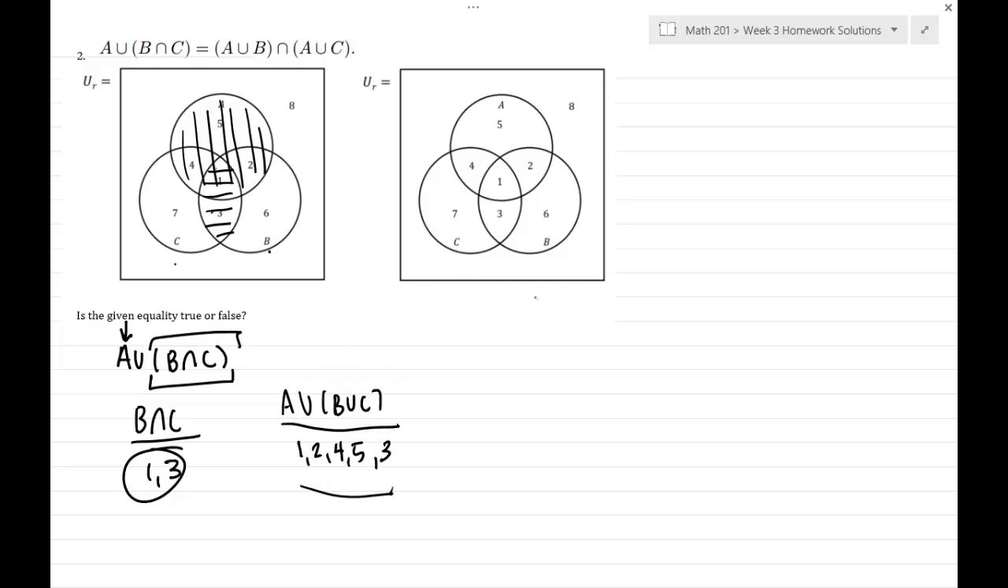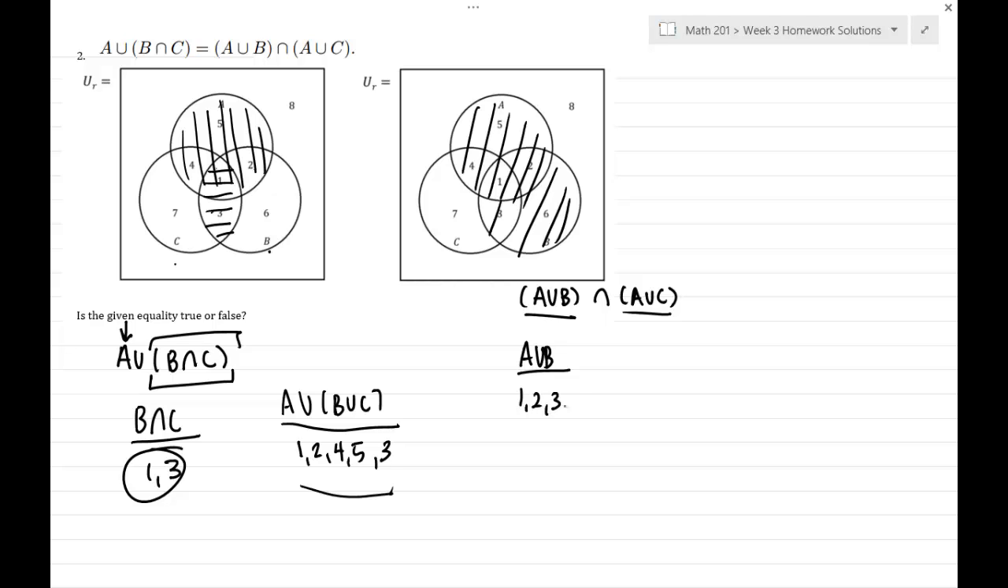Now let's look at this other set. I've got A union B intersect A union C. So these two sets are groups, so we need to figure out the union first and then find the intersection. So let's look at A union B. This means take everything in A, take everything in B. So A union B is going to be regions 1, 2, 3, 4, 5, and 6.